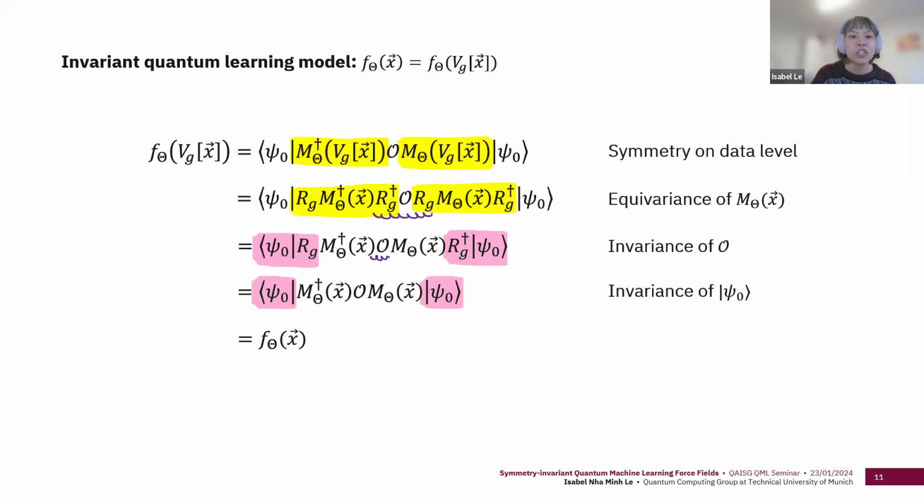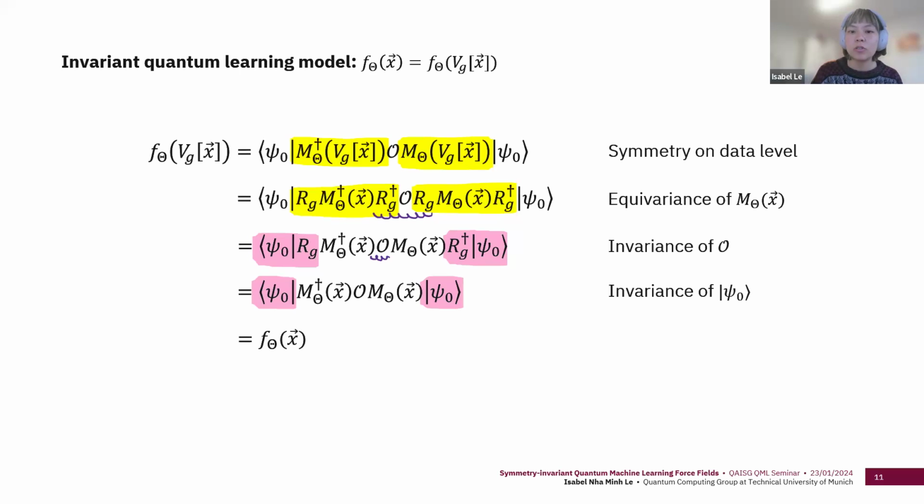Okay, and here on this slide, I just wanted to show you how these equivariants and invariants lead to actually a symmetry invariant output. So this function is defined as the expectation value of our variational quantum circuit with respect to this invariant observable. And then this M theta V_g x just means that I first apply V_g, which is the symmetry, on the Cartesian coordinates, and then I encode it and build the variational circuit.